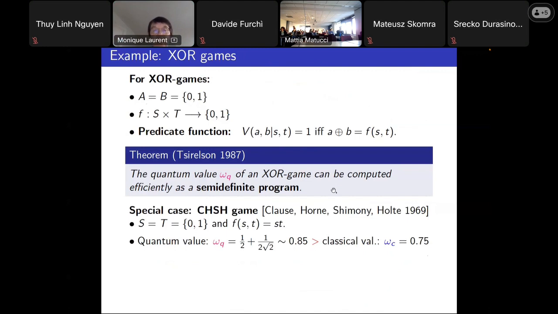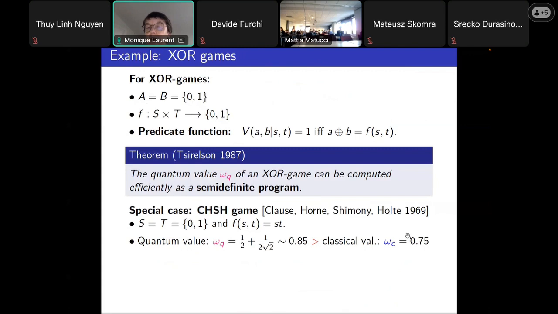As a very special case of an XOR game, there is the CHSH game due to these authors, where the questions are also two possibilities, 2 bits, 0, 1. And the function of the question pair S, T is just given by S times T. Then it can be checked that the quantum value is equal to this number, which is approximately 0.85, by solving this SDP. You can compute it exactly and you get this value. On the other hand, the classical value is equal to 0.75.